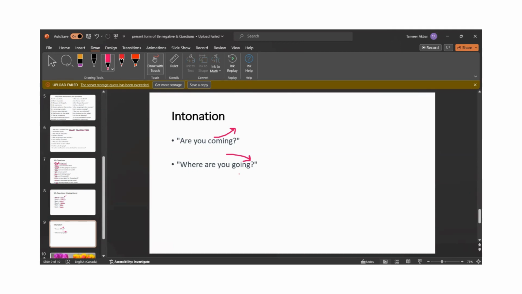So when I was telling you about yes or no questions or WH questions, write in the comment section where my intonation patterns were not correct. So now you turn into teachers and tell me where I used intonation incorrectly. Again, for the yes or no questions, your intonation will rise at the end. Are you coming? Where are you going?